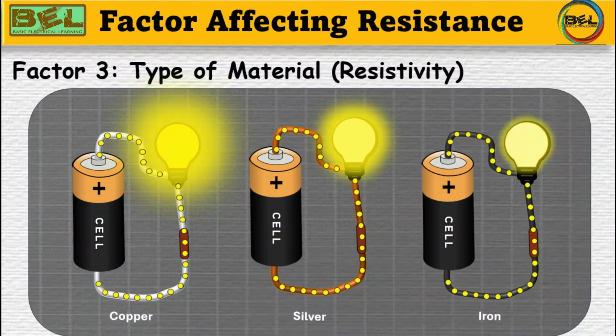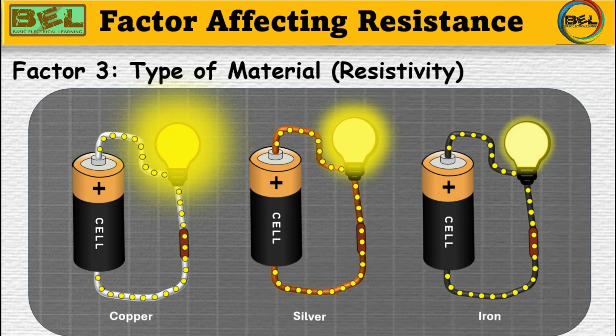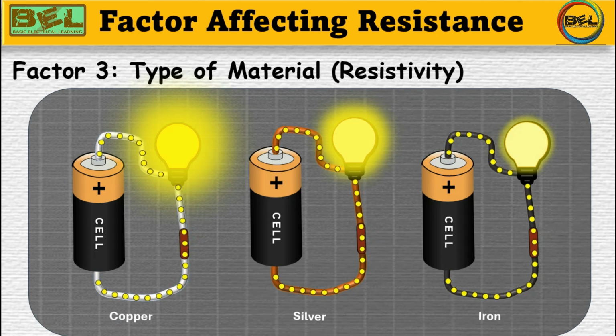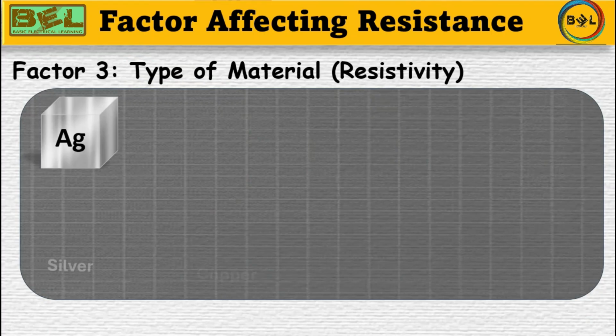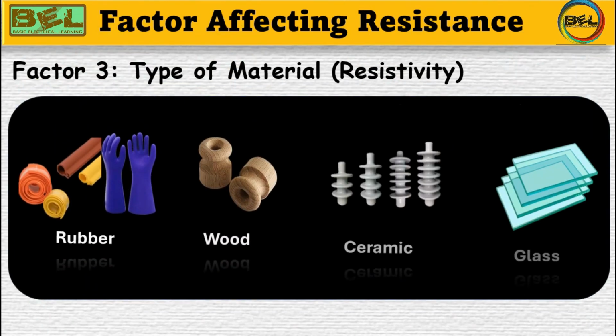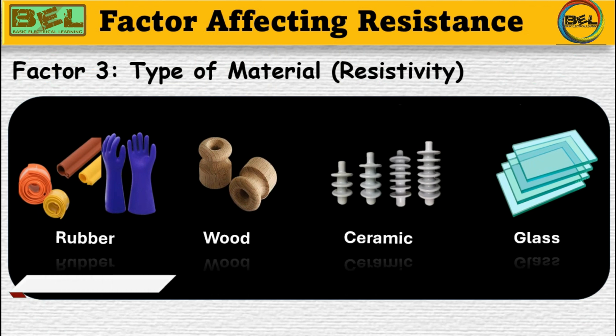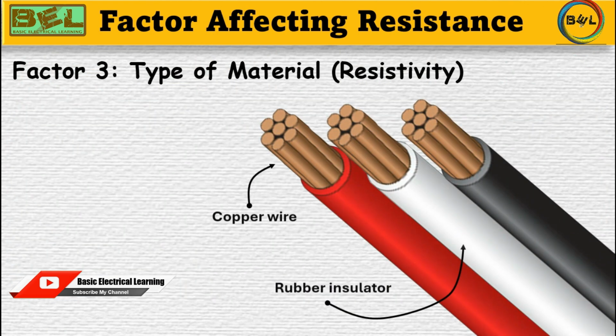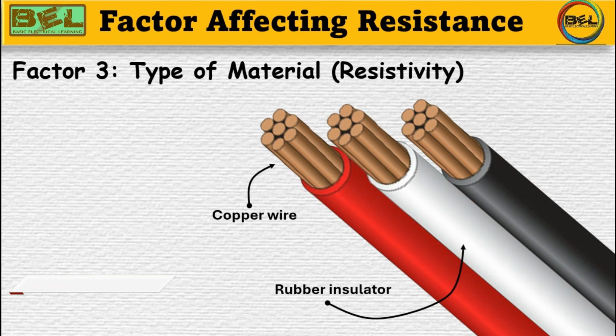Factor 3. Type of material, resistivity. Different materials have different natural abilities to conduct electricity. This property is called resistivity rho. Good conductors like silver, copper, gold, and aluminum have low resistivity, meaning they offer less resistance. Poor conductors or insulators like rubber, wood, ceramic, and glass have high resistivity, offering more resistance to the flow of electricity. So copper is used in most electrical wiring because it has low resistivity, making it a great conductor. Rubber, on the other hand, is used to insulate wires because it has high resistivity.